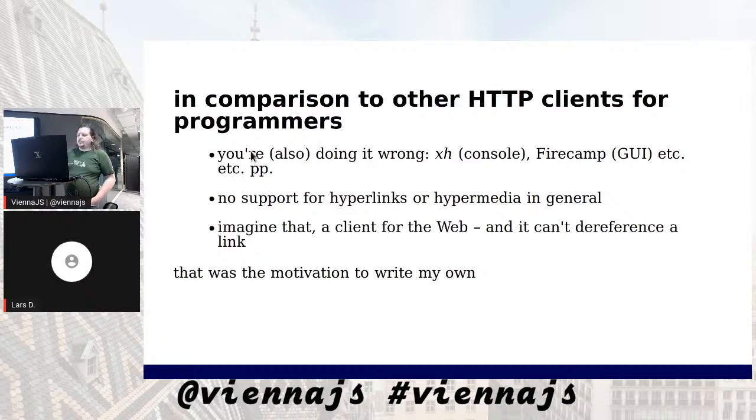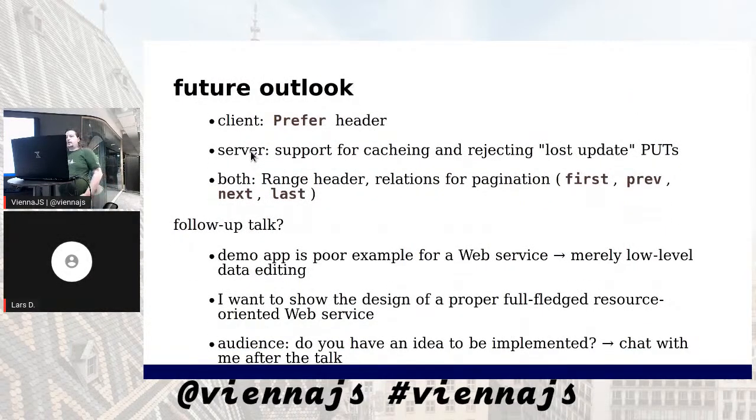A big motivation. So, future outlook. What can we add to the client? There's a header called Prefer. You can tell the server, if I make, for example, a PUT request, either I would prefer to get the full modified answer again, so I can use it, or I can tell the server to answer with a 204 status code, which has no response body, and you will then get the new representation manually again.